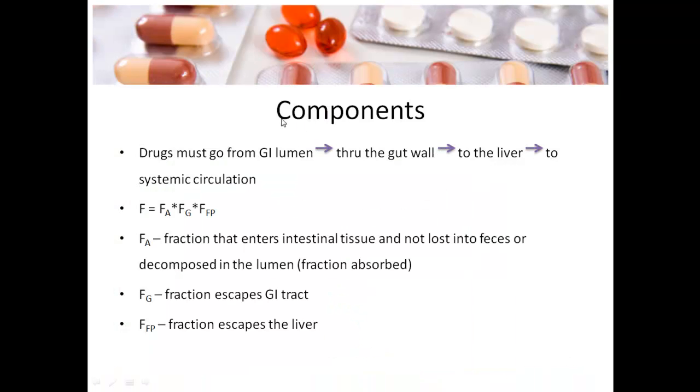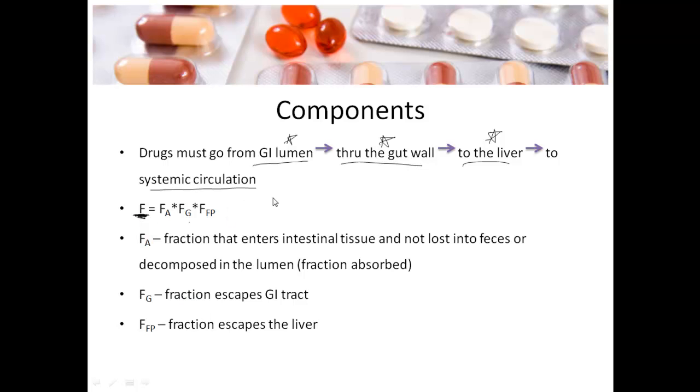As we talked about earlier, when a drug first enters the system, it goes through a long process before it can reach systemic circulation. The drug has to go from the GI lumen, through the gut wall, to the liver, and then finally, whatever's left can reach systemic circulation. In each one of these processes, we have the potential to lose drug. Bioavailability, as we know, is the letter F, and it is broken up into F equals FA times FG times FFP.